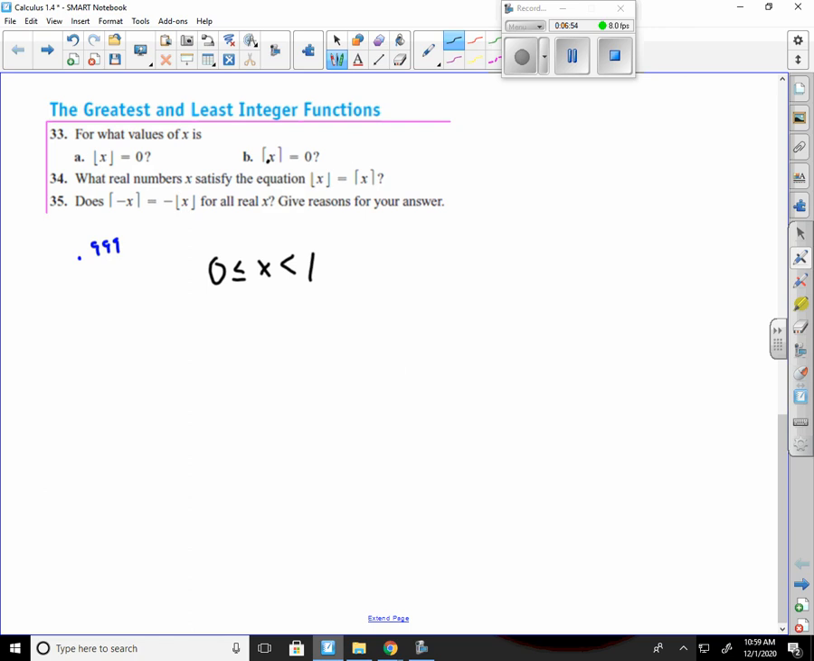Now it says, what would the ceiling function be? That's where we're looking for the smallest integer that's bigger than the number, which means we're going to have to go into the negatives. So that would be x greater than negative 1 and less than or equal to 0. So if I have negative 0.5, that's going to go up to the next integer, which is going to be 0.